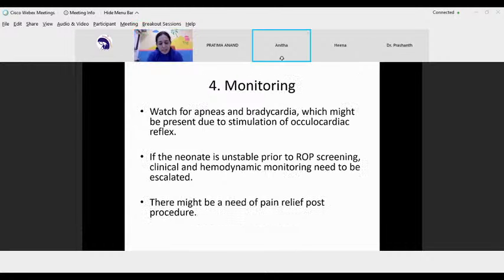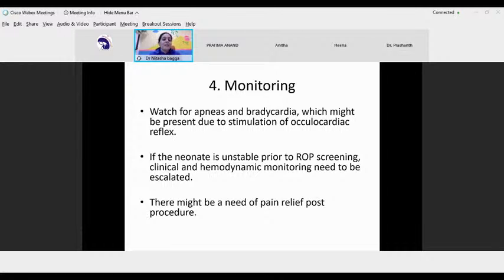Coming to monitoring, as nursing staff, again, it is very, very important for you. Once the ROP screening is over, we have to watch the babies for apneas or bradycardias, which might be possible because ROP screening stimulates the oculocardiac reflex, which might lead to sudden apneas and bradycardias, which might again be a very transient thing to happen. So that needs close monitoring for all the babies who have gone through ROP.